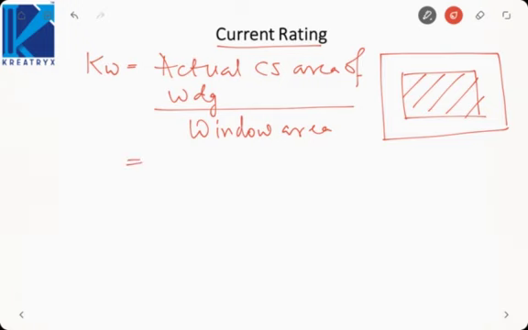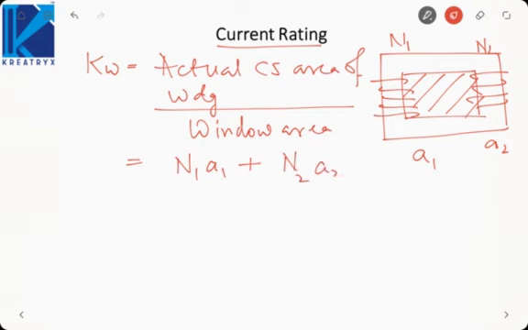Now, suppose there are N turns like this, and I know the cross section area of the conductor is A1 on the primary and A2 on the secondary. N1 turns here, N2 turns here. So total cross section area on the primary will be N1 into A1, because the area of cross section of each turn is A1. So the area occupied by N1 turns would be A1 into N1. Similarly, the area occupied by N2 turns here would be N2 into A2, divided by window area. Now, as I told you, area of cross section is proportional to the current rating.